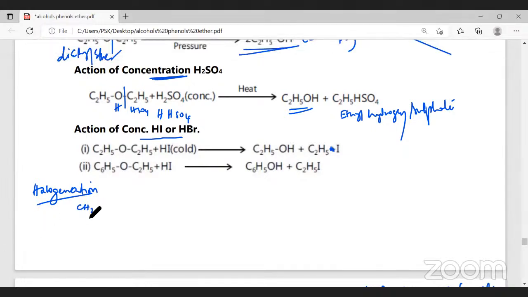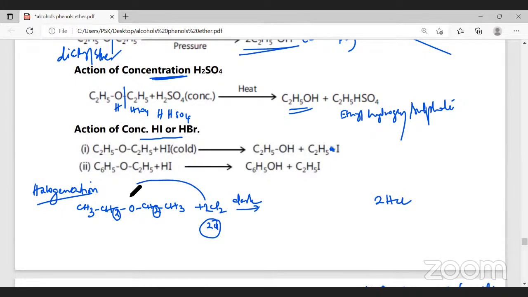But just observe this. This is CH3CH2OCH2CH3. This is nothing but diethyl ether. When diethyl ether is reacted with chlorine in dark, not heated, reacted with chlorine in dark. What happens is, we'll take 2 moles of chlorine. When we take 2 moles of chlorine, two chlorine to give 2 HCl. So what happens? One chlorine attacks this carbon.